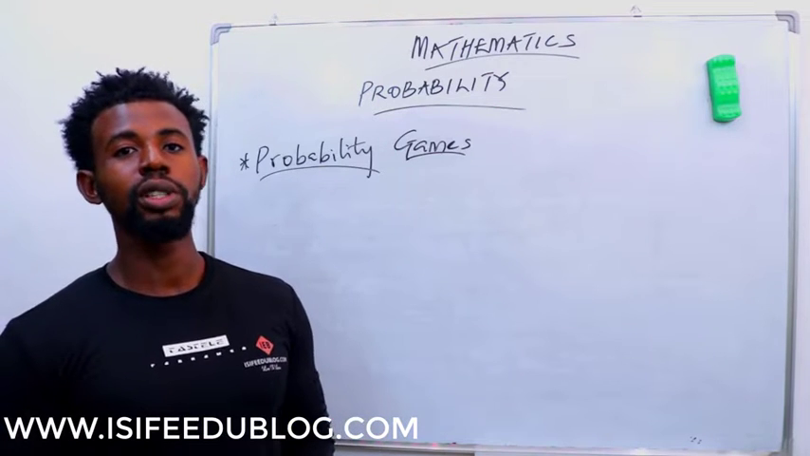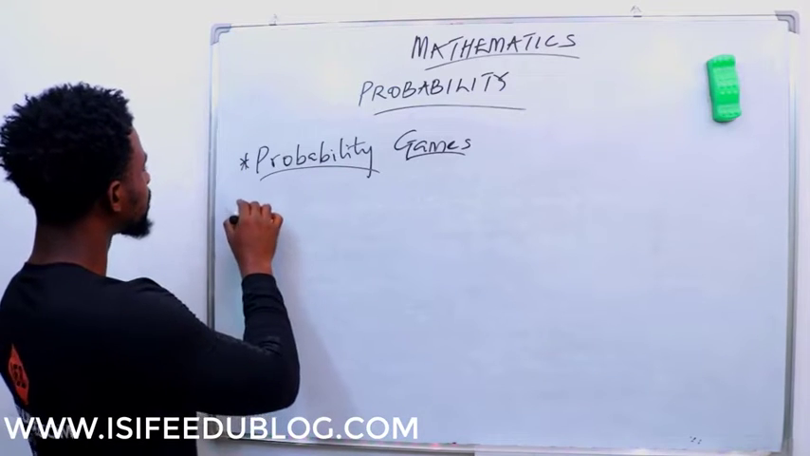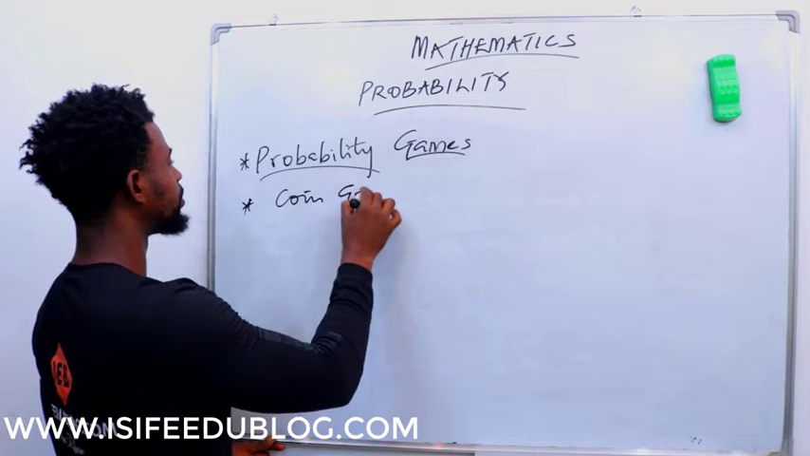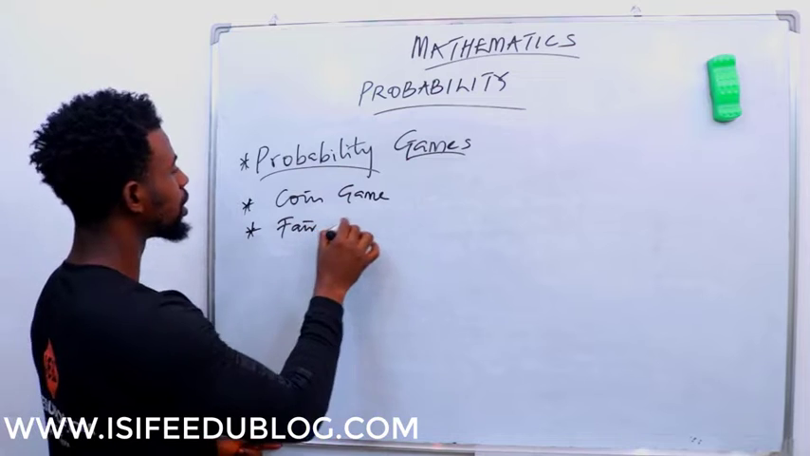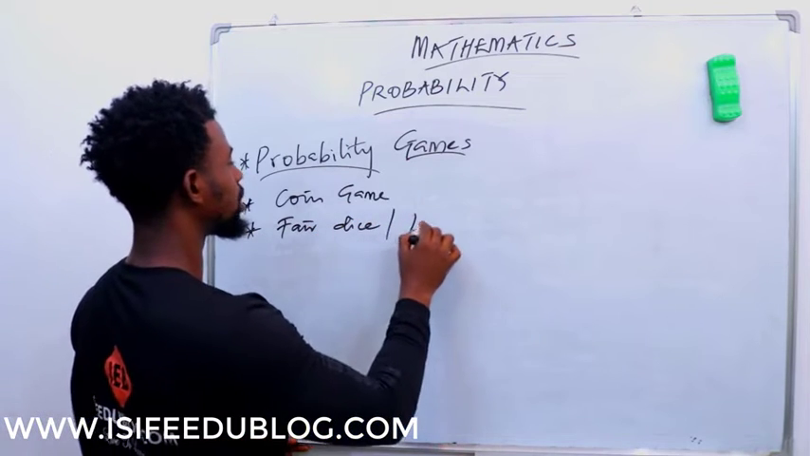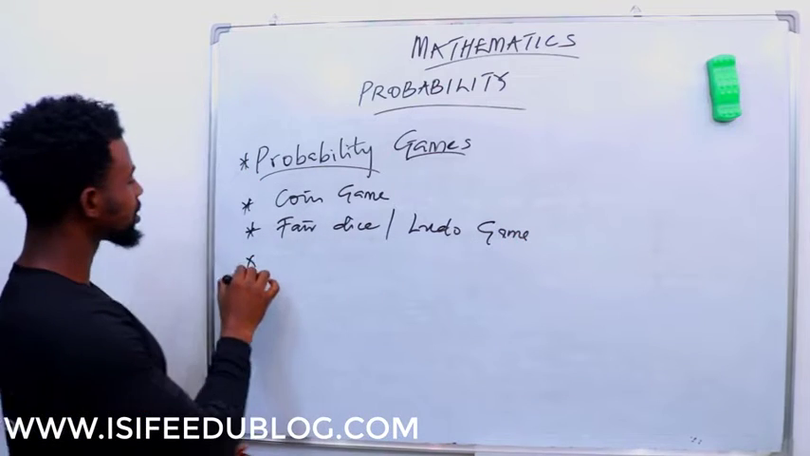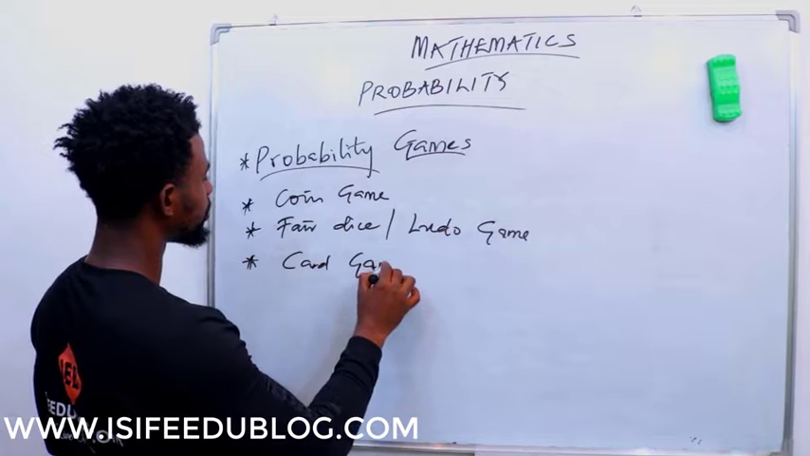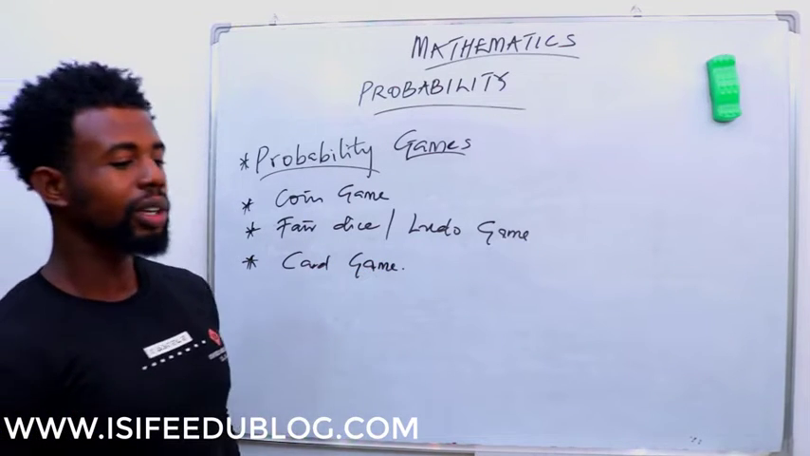you basically almost see in your questions, and those are our coin games, our fair dice, or simply known as our Ludo game. And the last is our card game. So we'll start by studying our coin game.